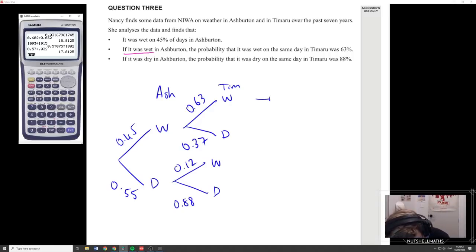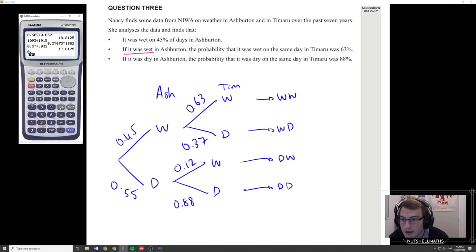I want to calculate each of these probabilities. Let's go wet, wet, wet, dry, dry, wet, dry, dry. Right, so to find them, we times it on the branches. 0.45, 0.63. Tell me if I type in anything wrong on my calculator. 0.45 times 0.37.